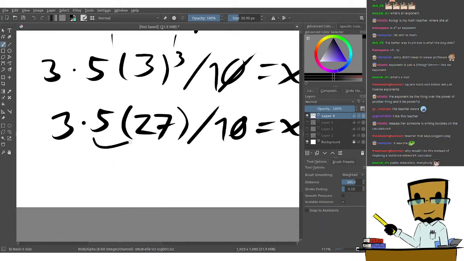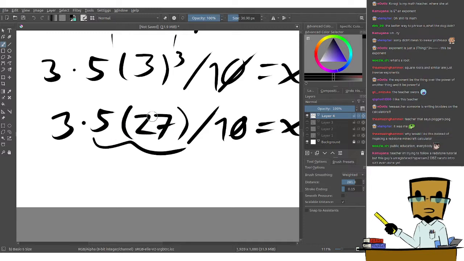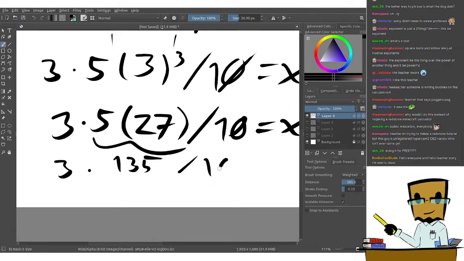However, just multiply those. 5 times 27. What was that? 135. Then 3 times 135 divided by 10.